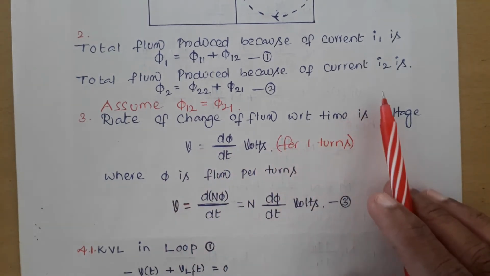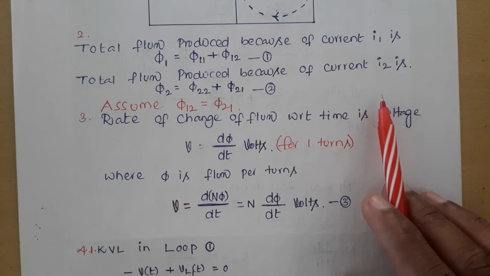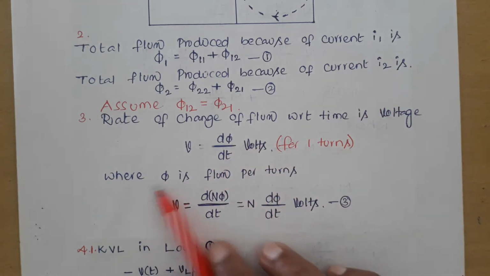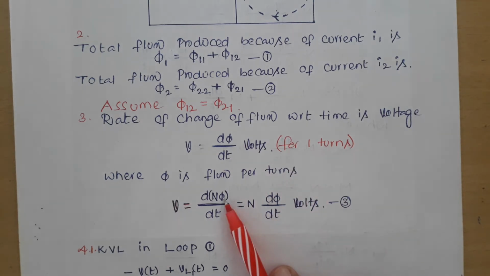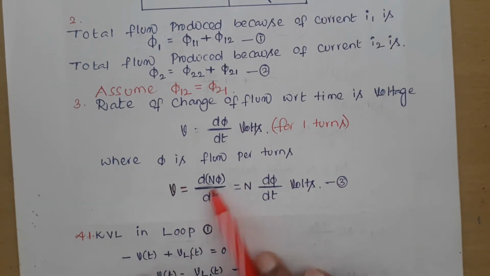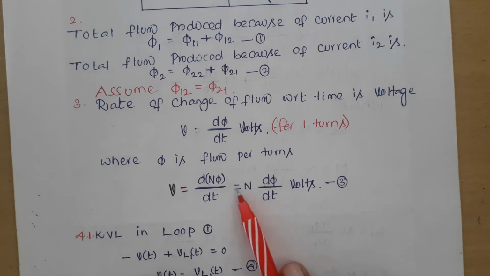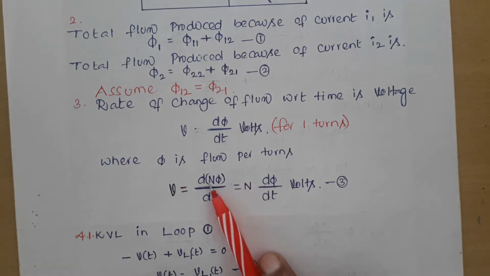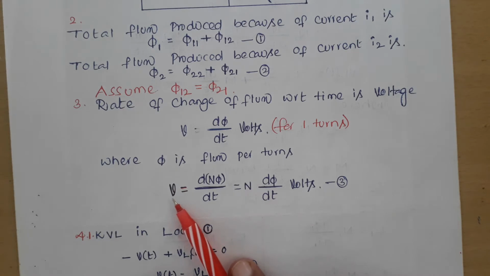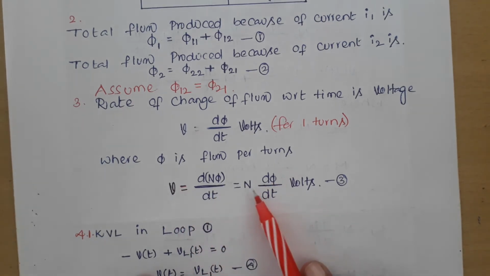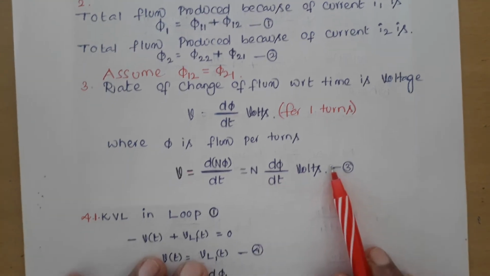In general, there are N turns. At that time, what is the total flux produced? Here phi is the flux per turn. If there are N such turns, V equals d N phi by dt. Phi is flux per turn, and likewise there are N turns, so N phi is the total flux produced. So d N phi by dt equals, taking N out of the differentiation because it is a constant, the voltage induced across the coil, V equals N d phi by dt volts.